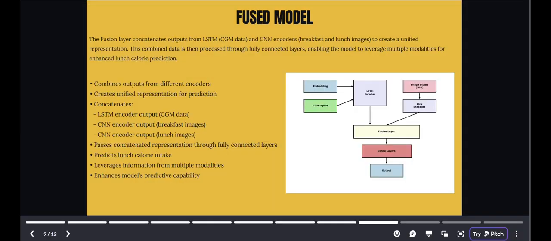Fused model. The fusion layer approach combines outputs from both LSTM and CNN encoders. The LSTM processes CGM data while dual CNN encoders handle breakfast and lunch images. These outputs were then concatenated in the fusion layer, creating a unified representation that captures both temporal and spatial features. This combined representation then flows through fully connected layers for final calorie prediction.